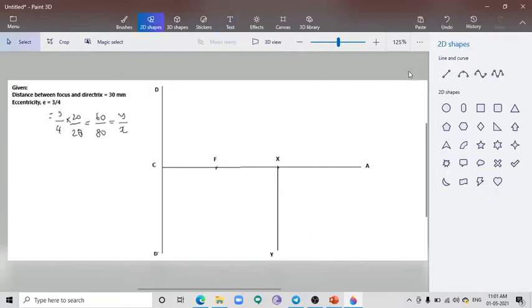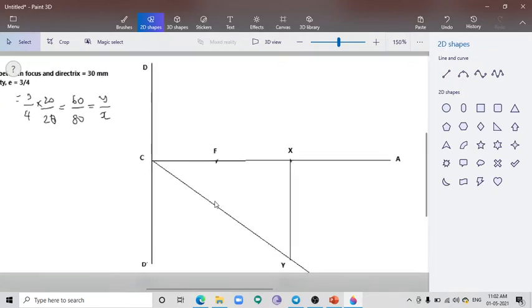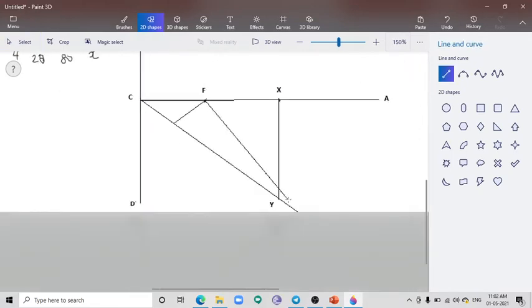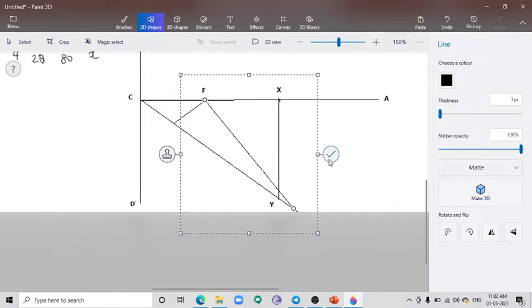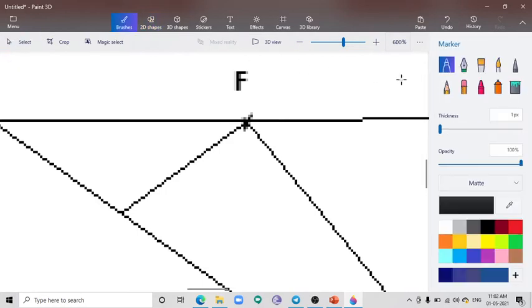Then we have to join C and Y. After joining C and Y, from the focus we have to mark 45 degree on either side. So I am marking 45 degree on the left side and also on the right side. So angle between this line and the central axis should be 45 degree, and similarly this side also 45 degree.